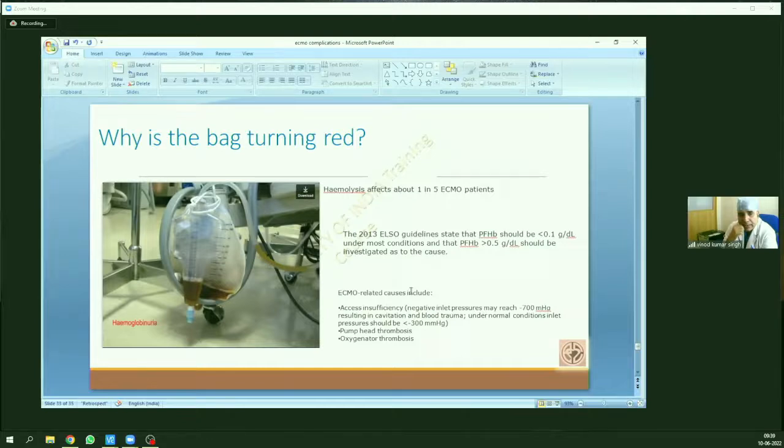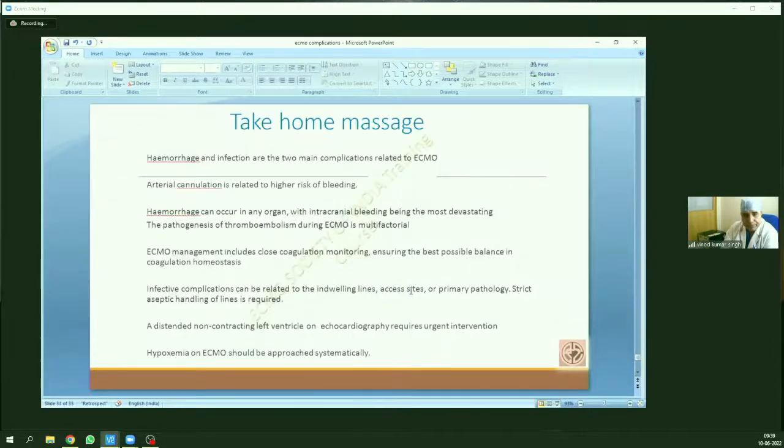And there are several causes, like if the patient has pump thrombosis, oxygenator thrombosis, or access insufficiency. All these can cause hemolysis and a rise in plasma hemoglobin, which can produce a DIC-like picture.